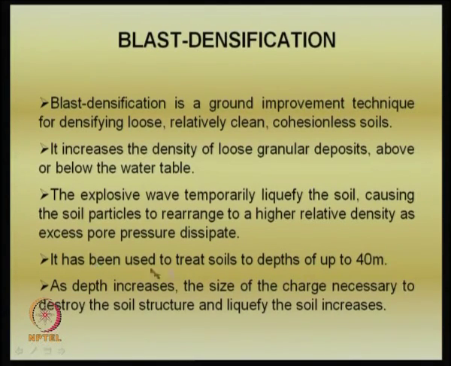Blast induced densification is a very important system, and it has been used to treat soils up to depths of about 40 meters. As the depth increases, the size of the charge necessary to destroy the soil structure and liquefy the soil also increases. So, this is a very important concept. People have done a lot of experimental and analytical work on this.